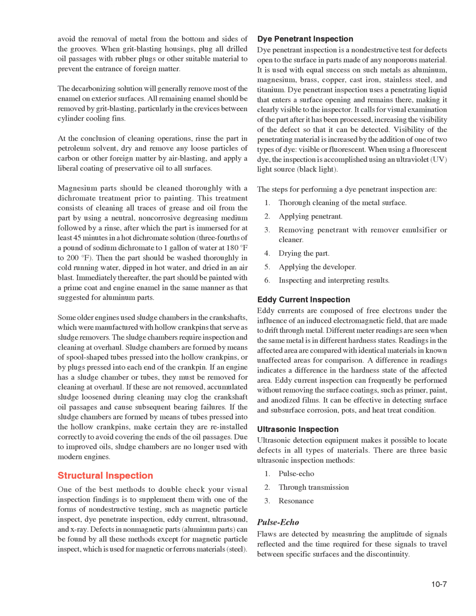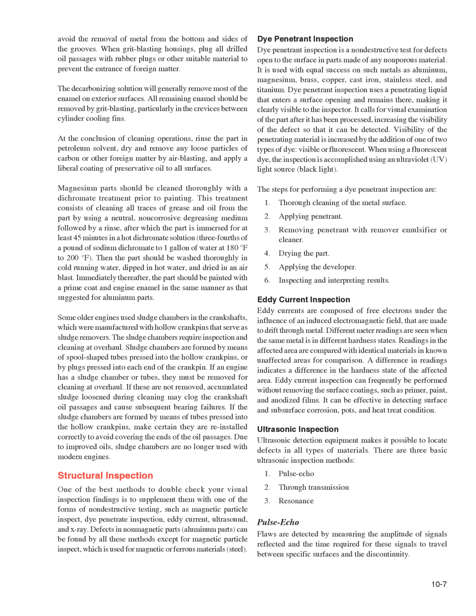It calls for visual examination of the part after it has been processed, increasing the visibility of the defect so that it can be detected. Visibility of the penetrating material is increased by the addition of one of two types of dye, visible or fluorescent. When using a fluorescent dye, the inspection is accomplished using an ultraviolet, UV, light source, black light.